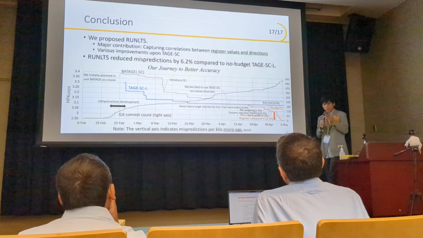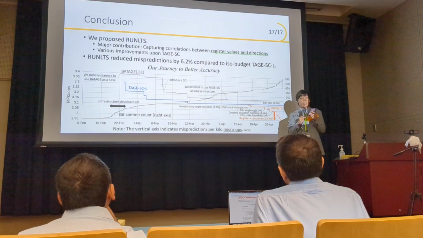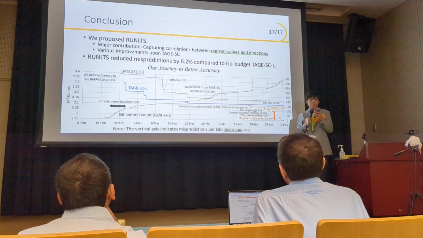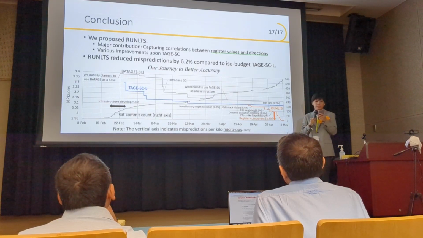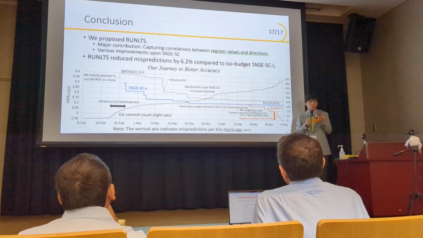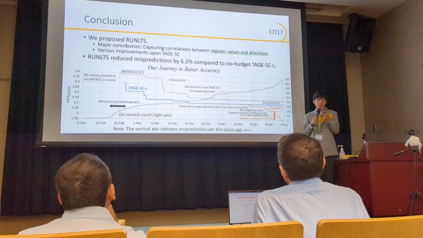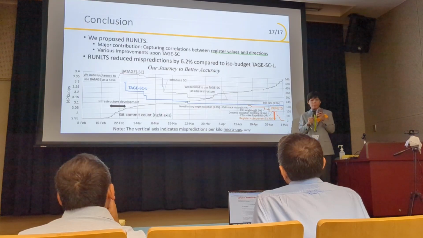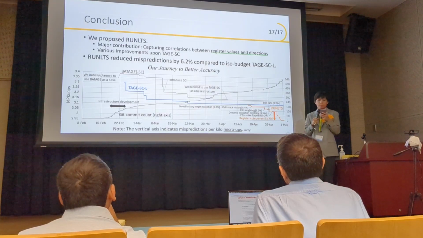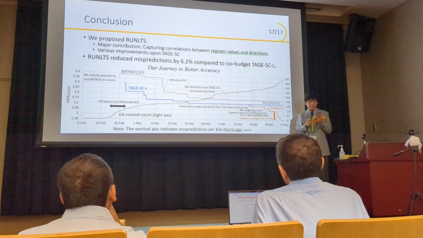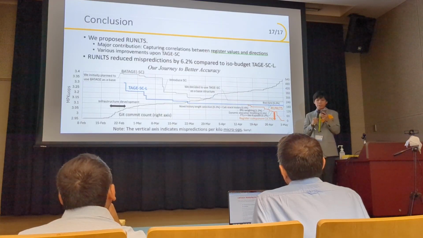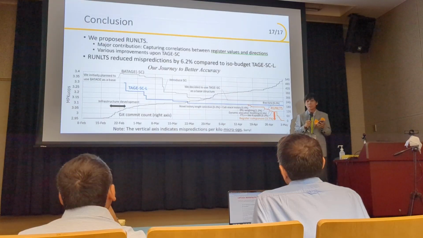So this is the conclusion. We presented RUNLTS, which adds a register component to the TAGE-SC-L framework. We also applied zero-cost allocation throttling, stronger IMLI weighting, and various fixes. Under the same 192 KB budget, this cuts branch mispredictions by 6% on average.